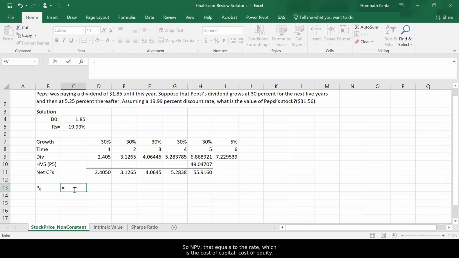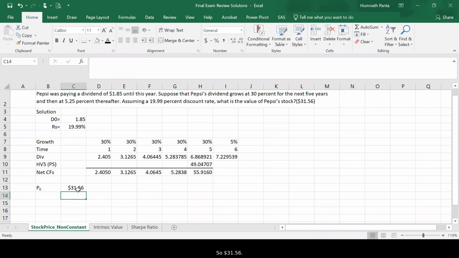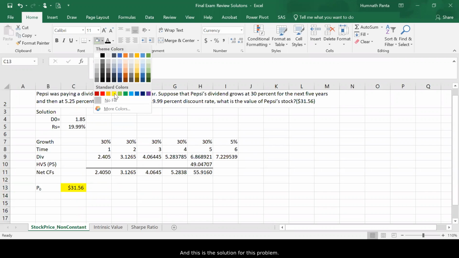So NPV equals the rate, which is the cost of capital, the cost of equity, and I'm going to select all the values here. So here is the solution. The price of this stock is the present value of all future expected cash flows. All right, $31.56. This is the price, and this is the solution for this problem.